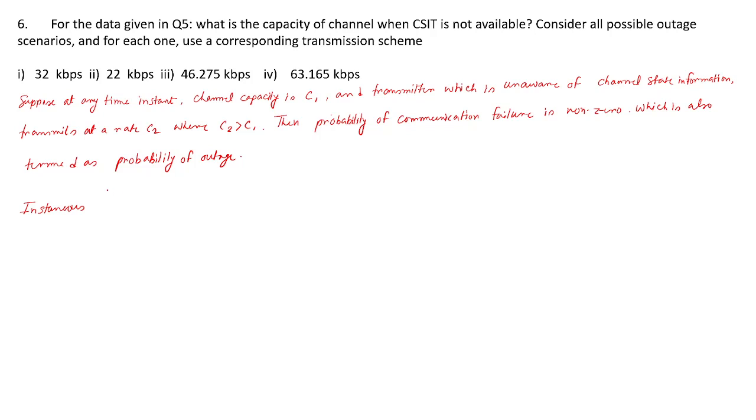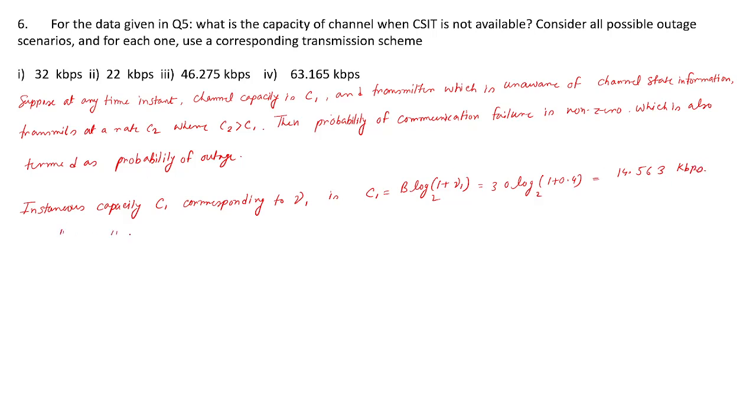Instantaneous capacity C1 corresponding to gamma 1 is C1 equal to B times log base 2 of 1 plus gamma 1, that is 30 times log base 2 of 1 plus 0.4, which is 14.563 up to 3 decimals, in kbps.